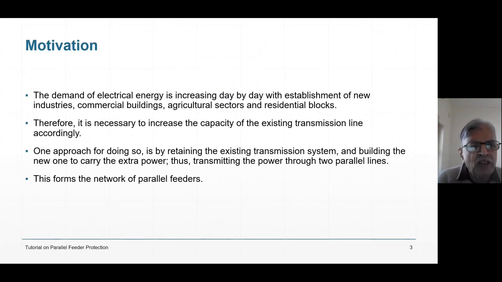Any experiment must have motivation. The motivation is simple. We have talked about the demand of electrical energy is increasing day by day. We want more and more power. So using an existing transmission line, if you want to increase the capacity, the only way, or rather the way available right now, is using the parallel transmission line. So that's what we are doing. And now we would want to rig up an experiment on parallel transmission line. We would want to calculate the relay settings. Not only would we calculate the relay settings, but we would carry out an experiment. We will see backup. We will see everything in parallel feeder protection.